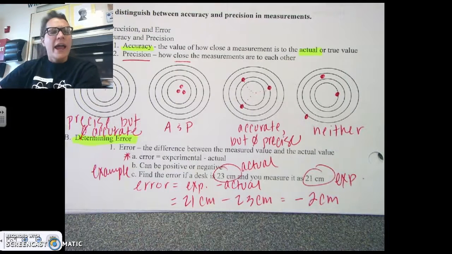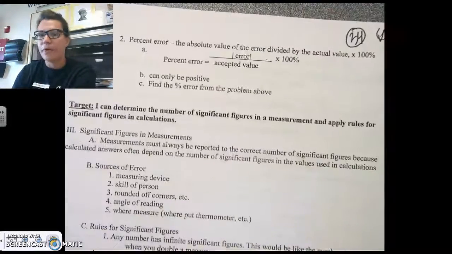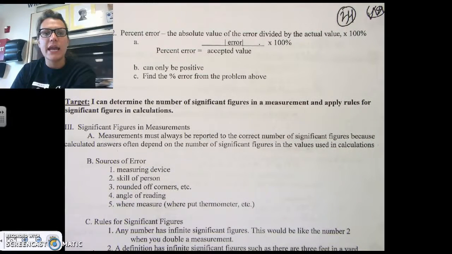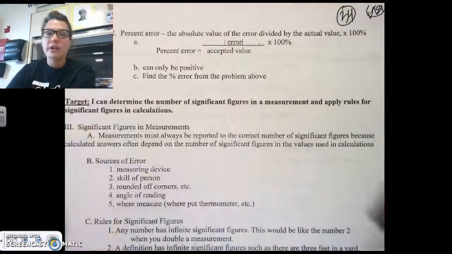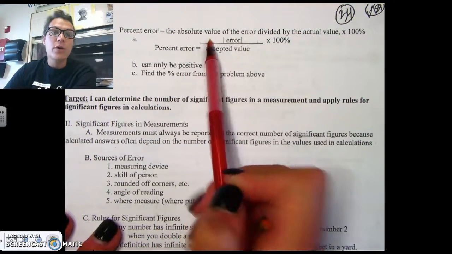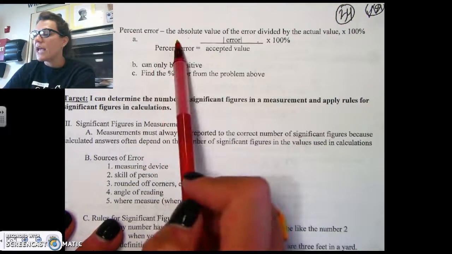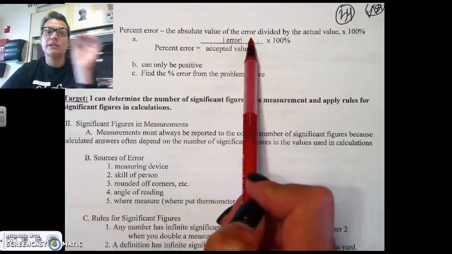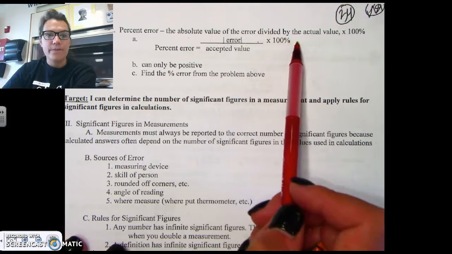Error is nice to know, but typically we use this thing called percent error. If I have error within the lab, I should be able to calculate the percentage of how much error I actually had. And that means more to me in a chemistry setting. Percent error, which is actually more important than error, is going to be the absolute value. Absolute value means that if you have a negative number, it's going to make it positive. So percent error is the absolute value of the error, experimental minus actual, divided by the actual value.